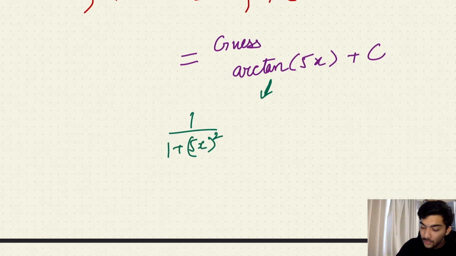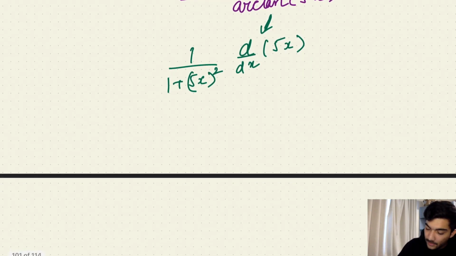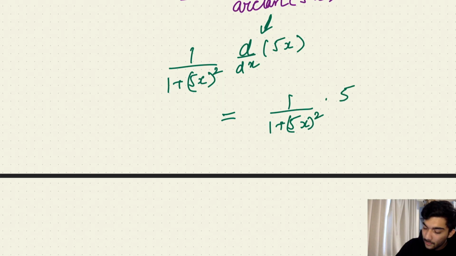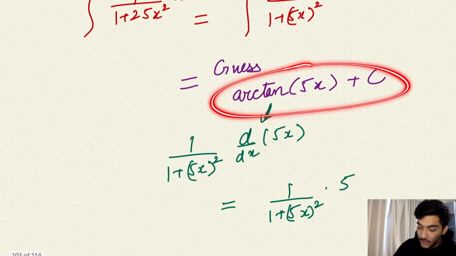And because of the chain rule, we'll take the derivative of everything which is inside that function as well. So if we take the derivative of 5x, the final answer in this case would be 1 upon 1 plus 5x square times 5, right? And that is the 5 we were missing in our initial guess.